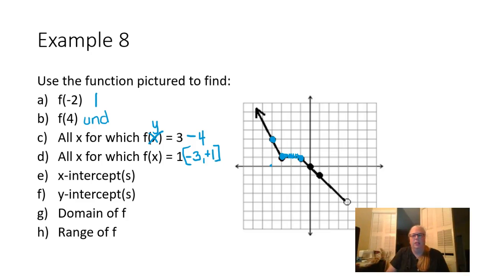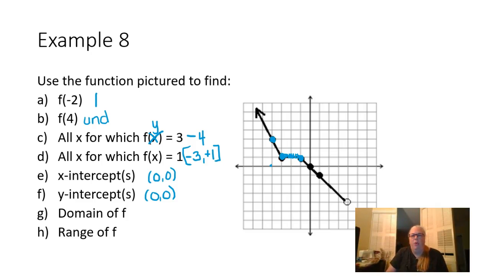All right, E, the x-intercept. Where does the graph cross the x-axis? Well, here's the x-axis. Here's the graph crossing. It crosses right here. So it crosses at (0, 0). What about the y-intercept? Where does the graph cross the y-axis? Here's the y-axis. Here's my picture crossing the y-axis. Again, it crosses at (0, 0).